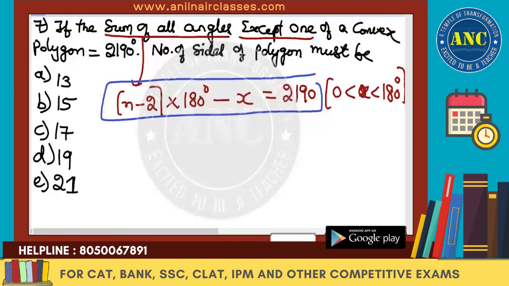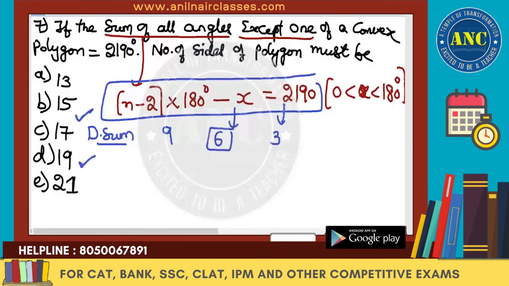Sum of all angles except one in a convex polygon: all angles is (n minus 2) into 180, except one is minus x. Total is 2190. Now we will apply digital sum. 180's digital sum is 9, and 9 minus something is 9. 2190: 2 plus 1 is 3, 3 plus 9 is 12, and 12 is 3. So the digital sum of x should be 6.